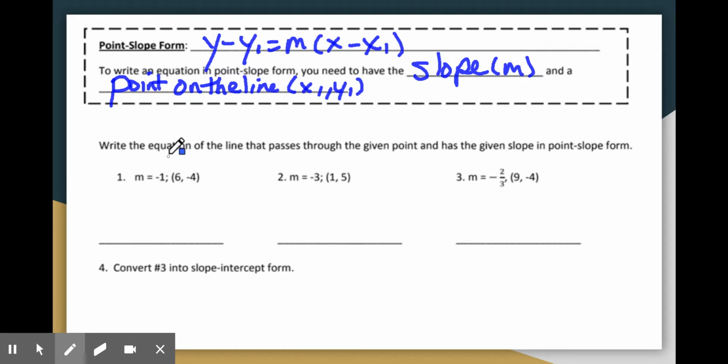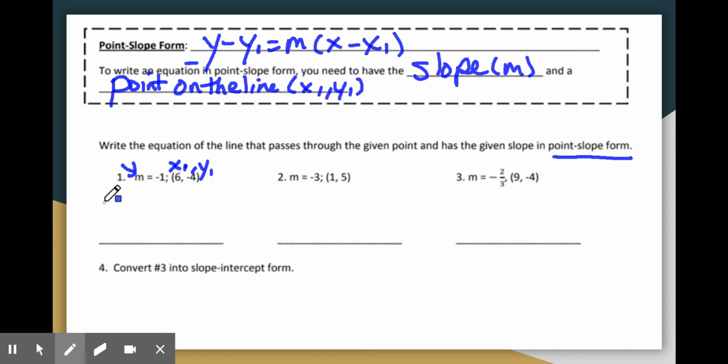So for number one, it wants us to write the equation of a line that passes through the point and has the given slope in point slope form. That's important. You have to recognize what form I want you to write the line in. So right now it's point slope form. Okay, so m is -1, and we have a point 6, -4. So I'm going to put a little x1 on top of my 6, and then a y1 on top of my -4. So now I'm just going to plug these numbers into my formula that's up here on the top.